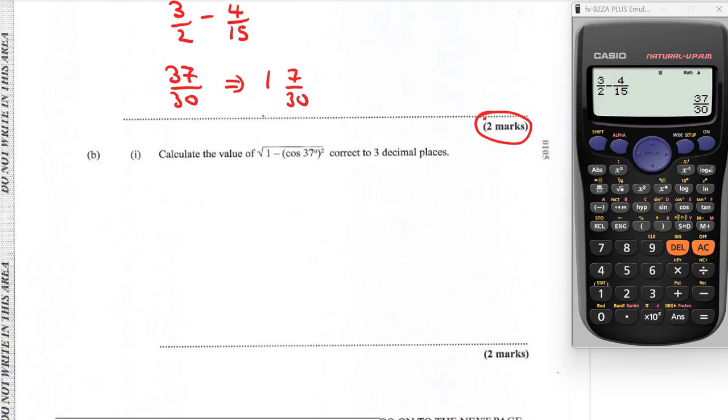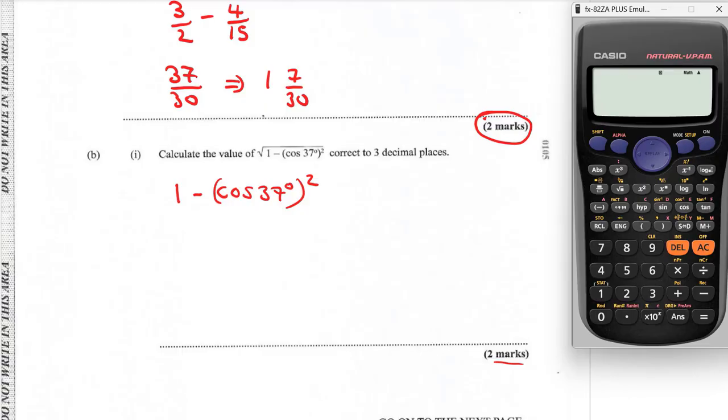Let's look at the next question. Calculate the value of the square root of 1 minus cos 37 degrees squared, correct to 3 decimal places. 2 marks. Now, we need to enter in our calculators 1 minus cos 37 degrees, all squared. So let's look at our calculator. Again, we need to ensure that our calculator is set to degrees. So let us now enter this in our calculator.